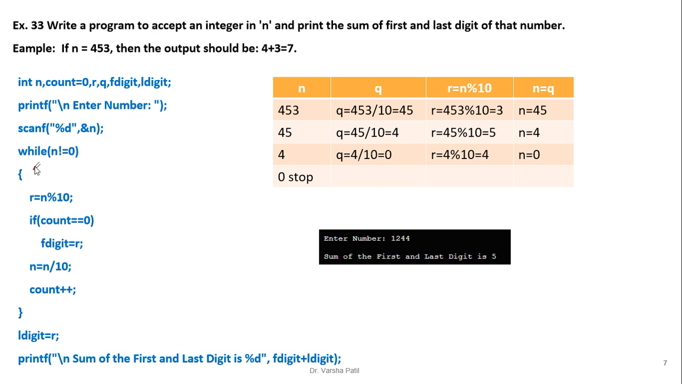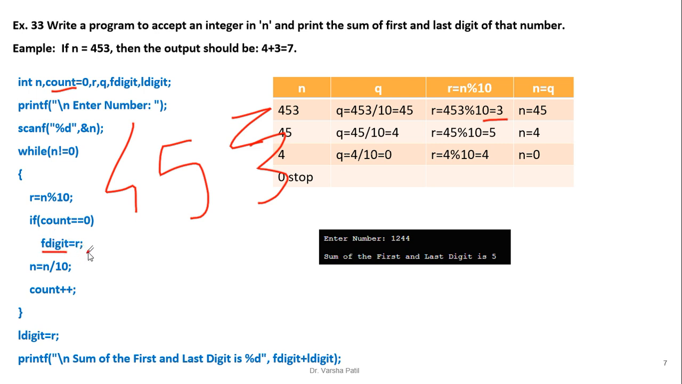Now here we are writing the same loop, but initially we take one variable, count equal to 0. When count equals 0, it will increment as we iterate over each digit. So if count equal to 0, what we will do, for example this number is 453. The first time the remainder will separate out the digit 3. So if at that time count is equal to 0, we give f digit is equal to r, that is 3 is stored in f digit. After that we decrement n and we increment the counter also.